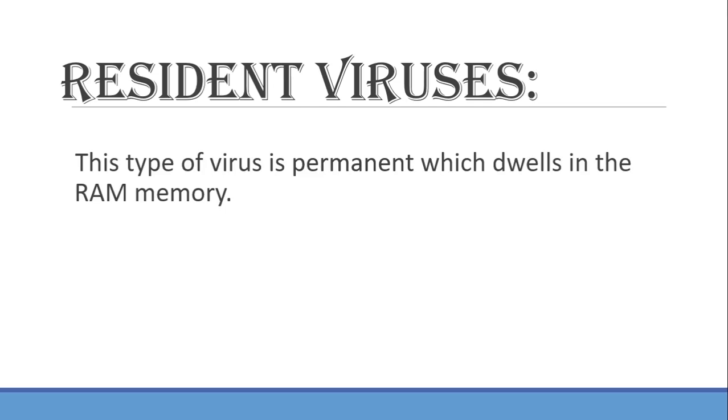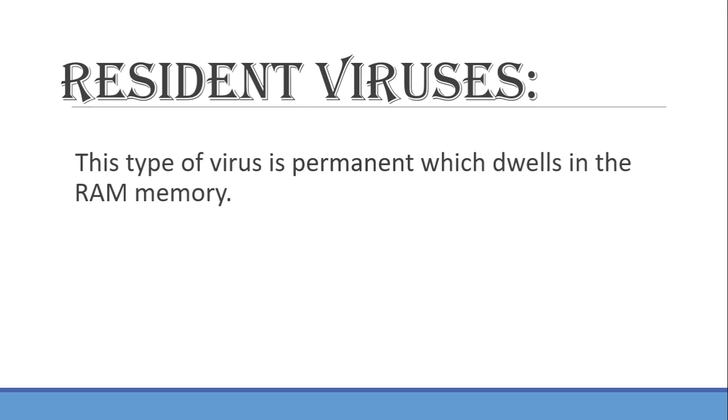By the word resident, you mean residency, where something resides, where something is present, right? So resident virus, this type of virus is permanent, which dwells in the RAM memory. What does it mean? It is a permanent virus that stays or lives or resides in the RAM of a computer. And what does RAM contain? RAM has a record of all the data of the current processes.